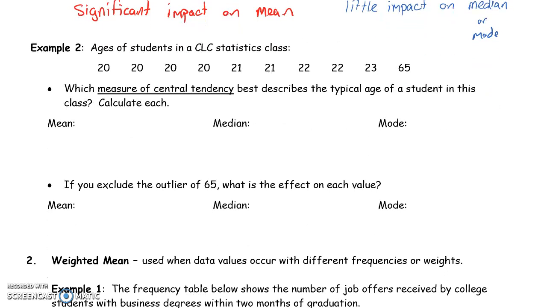So go ahead and take a second and try example 2 here. All of your numbers are already listed in order. You should be able to calculate the mean, the median, and the mode. And then for the second part, we're going to exclude the outlier of 65. So we're going to use all of the data except 65 and see what the impact is.